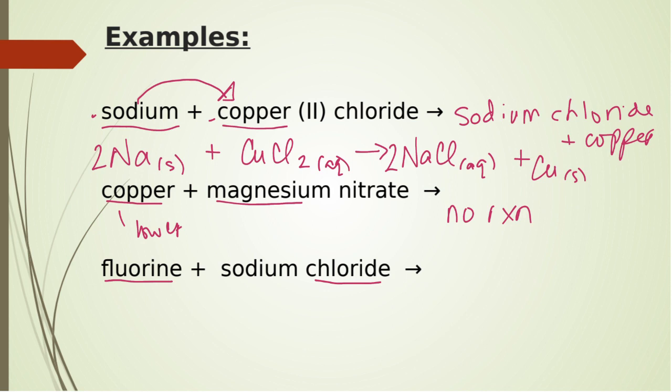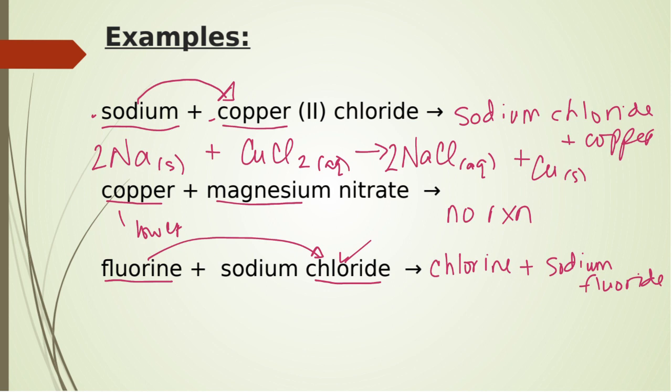So meaning that fluorine's the most reactive, chlorine is next, then bromine, then iodine. So fluorine is the most reactive. It is higher than chlorine, so it is going to have the ability to kick out chlorine and allow this reaction to occur. So let's finish off writing out those products. So we're going to have chlorine sitting by itself, and then fluorine's going to combine with sodium to form sodium fluoride. And then we'll keep going and we'll come up with all of our formulas.